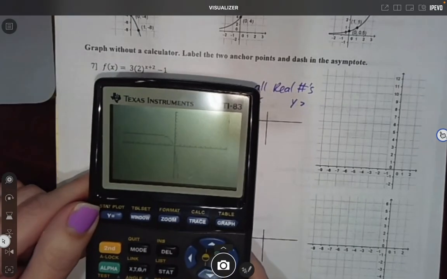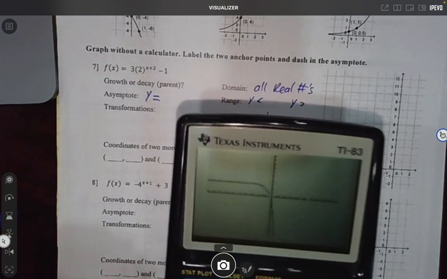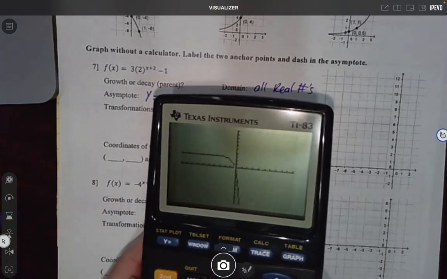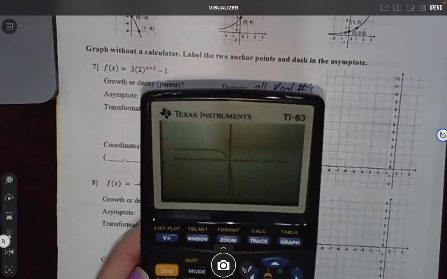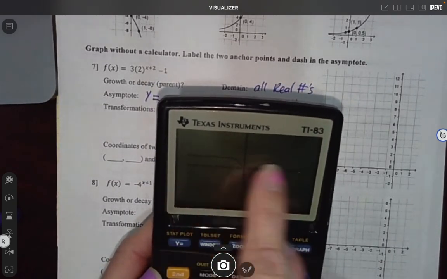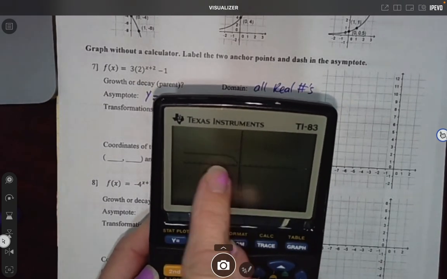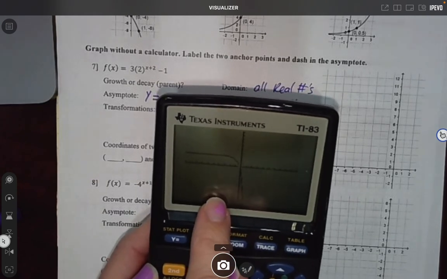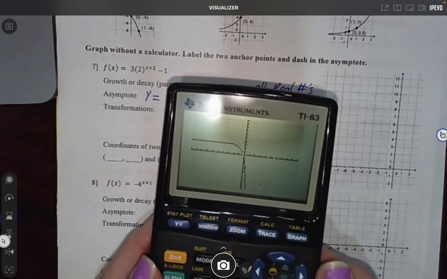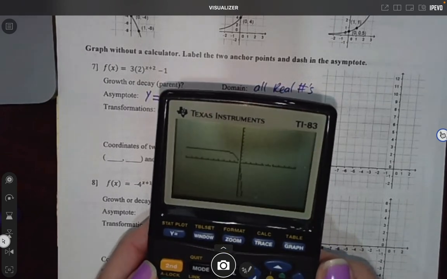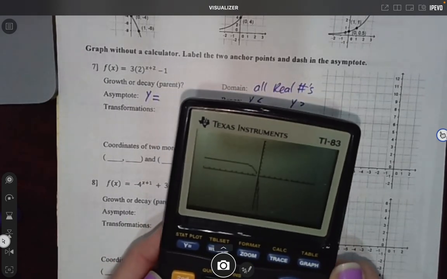Okay, this is what I get on that graph when I entered that in my calculator. And you said, is the range what? It's y is less than something. What number is it less than? It's got to be 3. Yeah, so you're going to say y is less than 3 is the range of that. And what's your asymptote? Y equals 3. This is number 8.